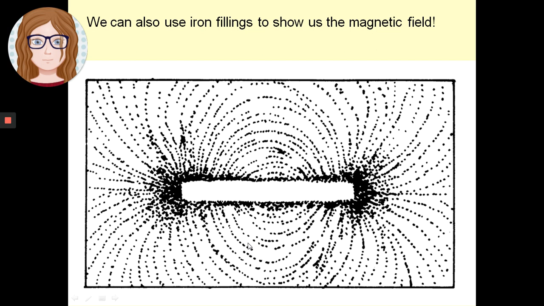And that's why the magnetic field strength is stronger at the poles of the magnet, because those magnetic field lines are all really close together. Whereas over here, they're further apart, so that force is not as strong.